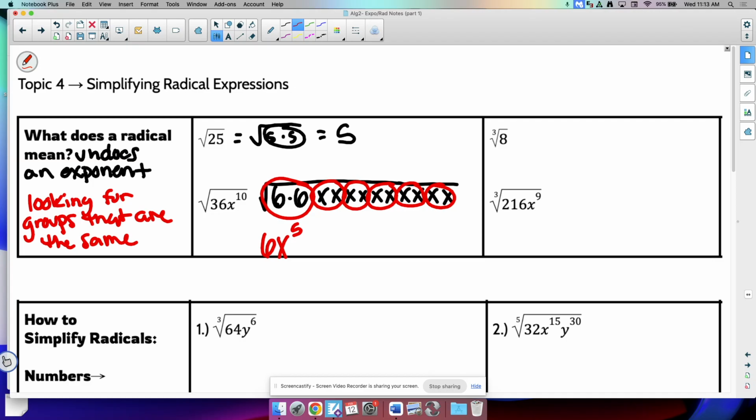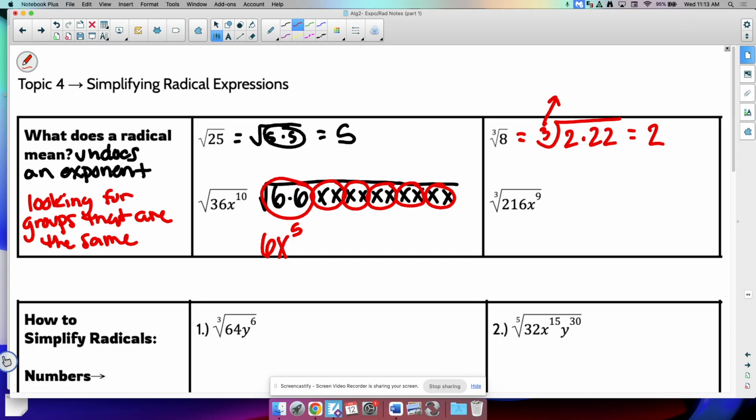Now what type of radical is it? A cube root. What's the cube root of 8? 2. And again, the reason that is, is because 8 is 2 times 2 times 2. A third root means we're looking for groups of 3. So a third root is going to look to undo a third power, which means we're looking for groups of 3. Same idea with variables.